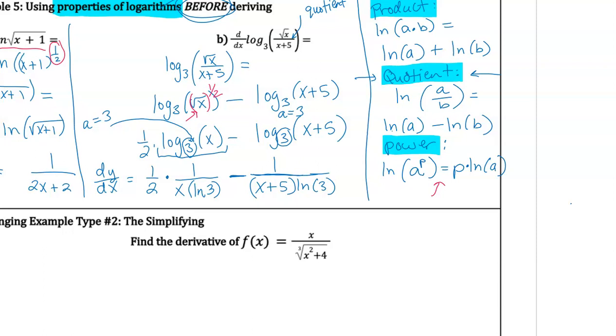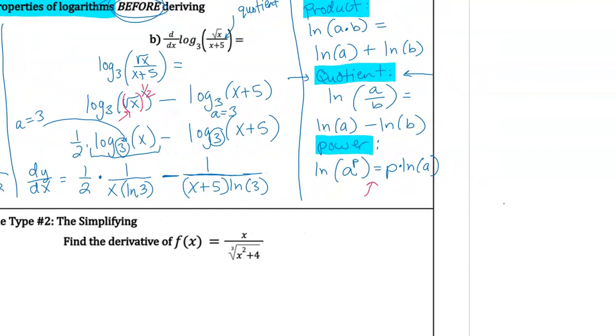And I could get a common denominator. I think maybe I will. Let's get a common denominator to combine these together. They already have the ln of 3 in common, so I don't need to worry about that. But this side has a 2x and this side has x plus 5. So I'm going to multiply this one by 2x over 2x. And then I'll multiply this one by x plus 5 over x plus 5.